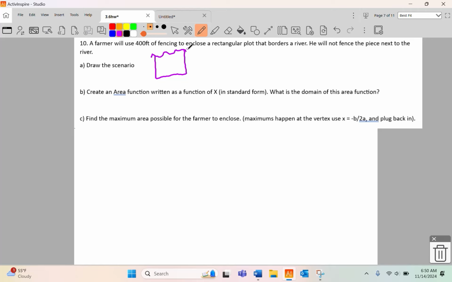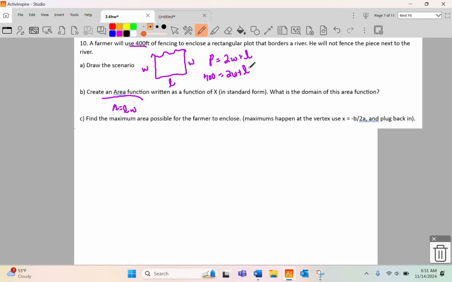Let's see here. The ultimate goal here is to create an area function. An area is length times width. This rectangle has a length and 2 widths. So when we talk about this rectangle in the context of this problem, the perimeter is 2 widths plus a length. Now I have 400 foot of fencing, so 400 is 2 widths plus a length.